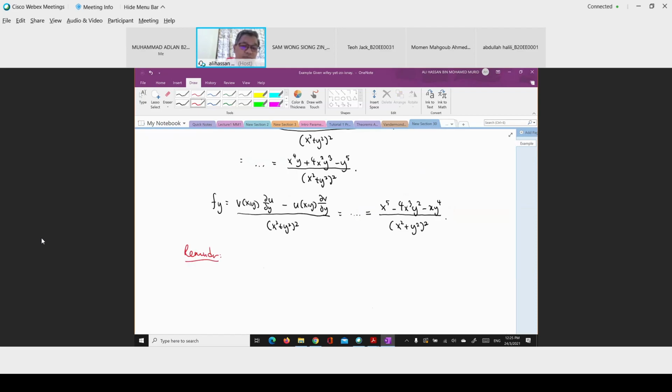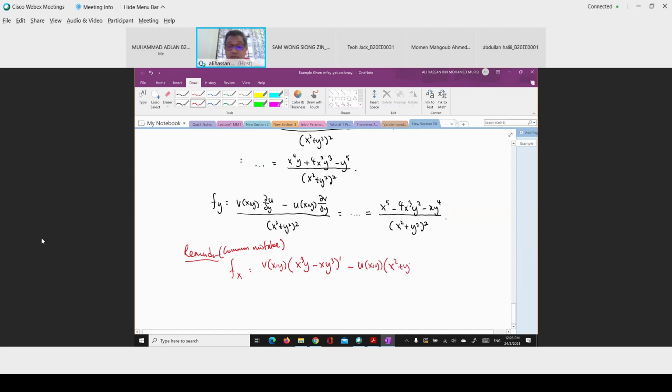Do not write f partial x in this case like v(x,y) times u prime, where u is x cubed y minus x y cubed. Do not use prime for partial derivatives. It's a common mistake here. Do not use prime. Use prime only for a function of a single variable. Then we have u(x,y). Then we want to take the partial derivative of v.